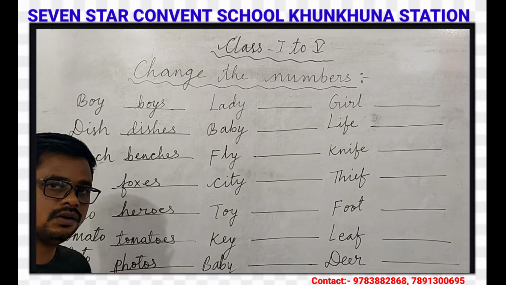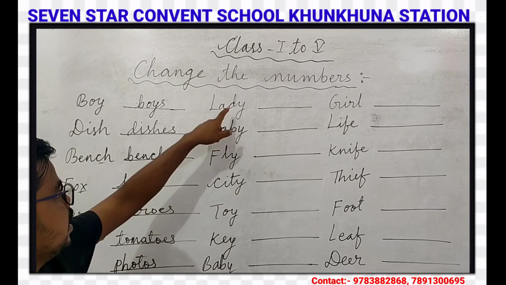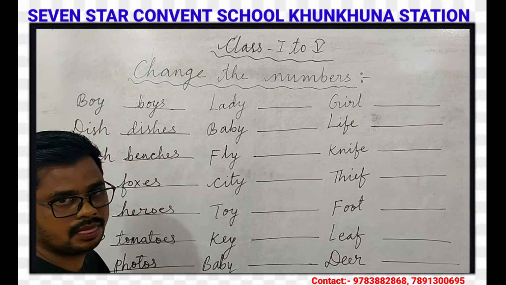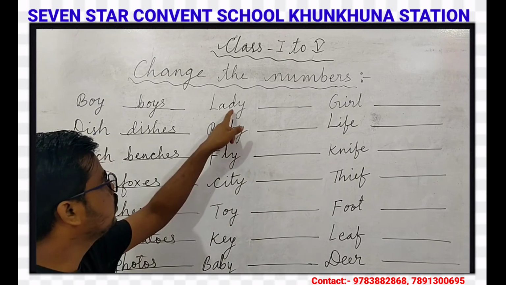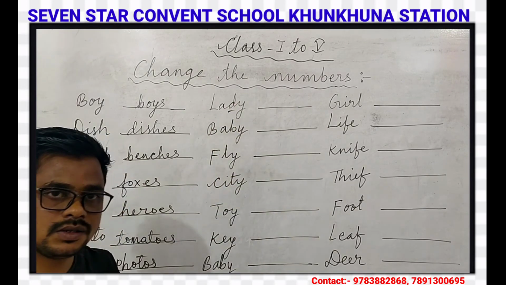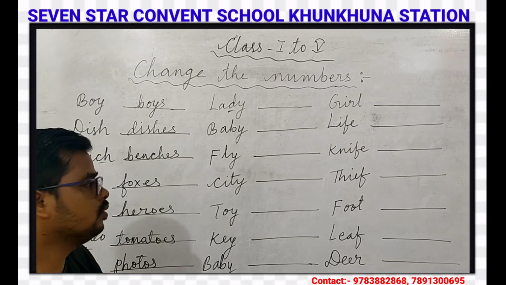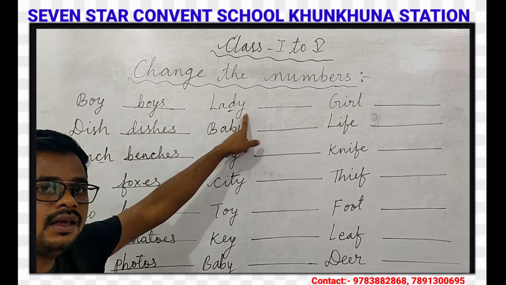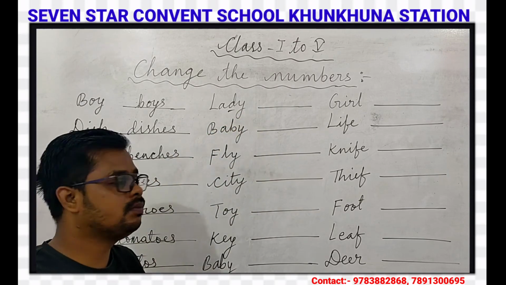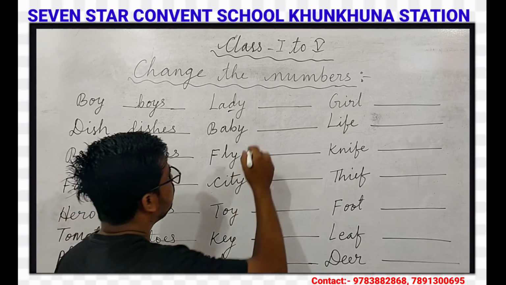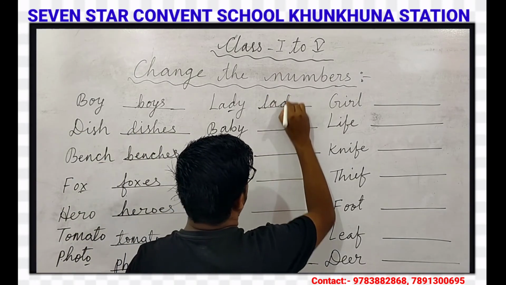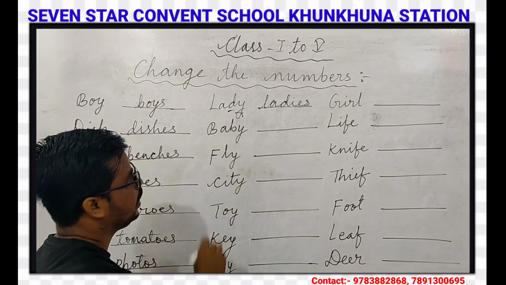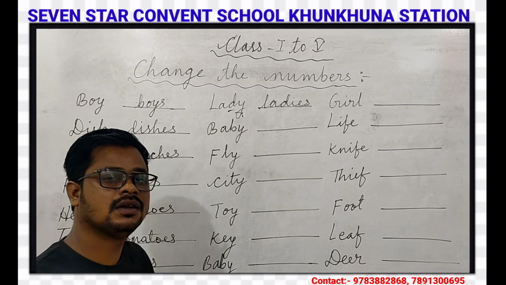Photos. Okay, our next question is lady. The ending letter is y, and before y there is a consonant. D is a consonant. So what we have to do, we have to replace the y with i, and then we have to add es to make it plural. Lady will become ladies. In place of y we write i, then add es.